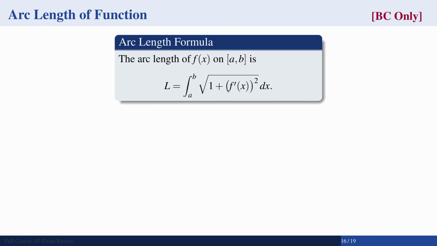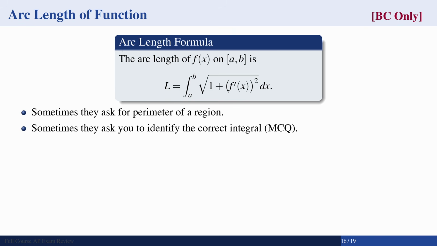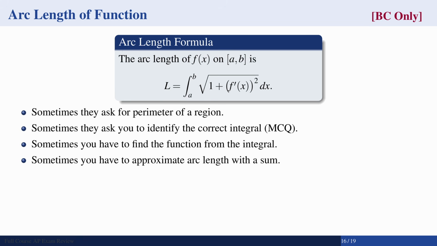First up, we have the arc length function. So arc length is going to be the integral from a to b of the square root of 1 plus f prime squared dx. There's a couple of typical questions that you're asked about this. The first one is they will ask you for the perimeter of a region. Sometimes they will ask you to identify the correct integral from a selection of 4 choices. Sometimes you have to find the function that was involved in finding the arc length. And occasionally you have to approximate arc length with a sum, like a right sum or a left sum.